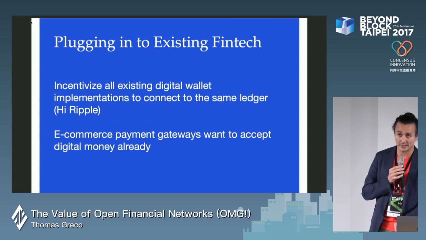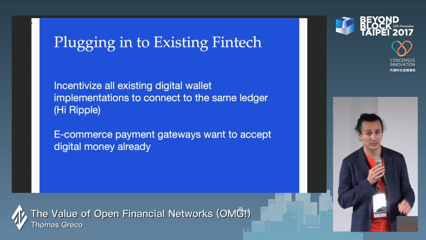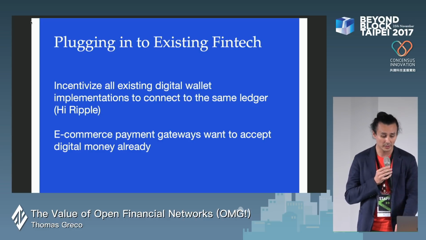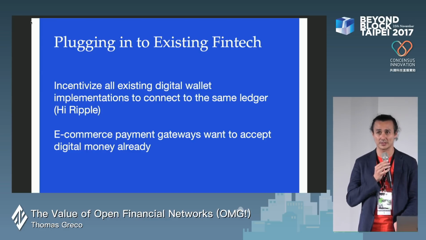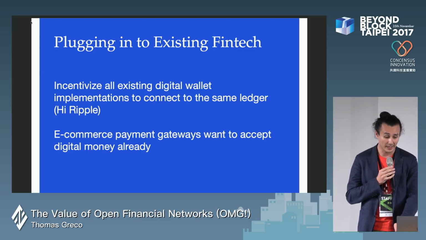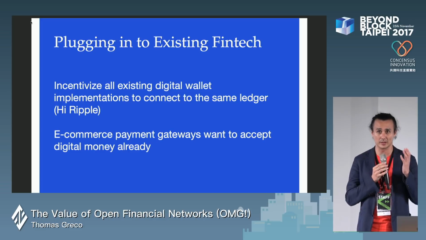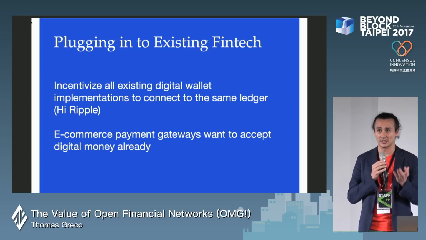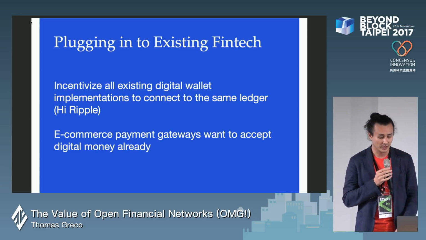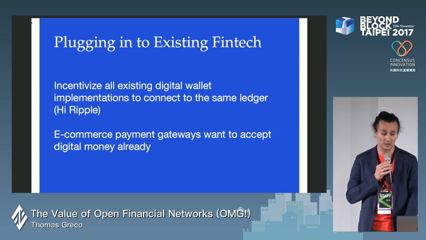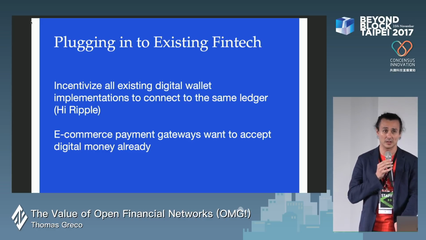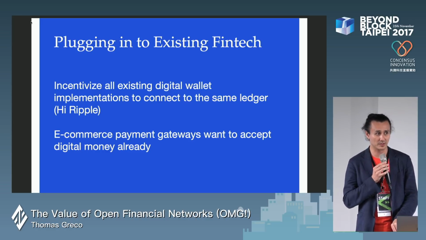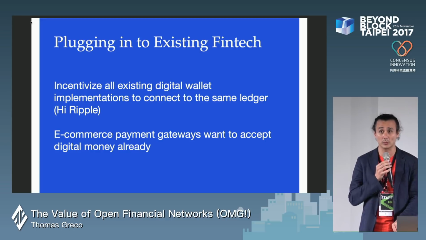So the idea is that such a network as the OMG network could possibly incentivize digital wallet implementations to connect to the same ledger. And on the other side of the consumer-merchant relationship, it is also possible to incentivize e-commerce payment gateways to take digital money. Incentivize is an unnecessarily strong word. They already want to. The problem is just the overhead.